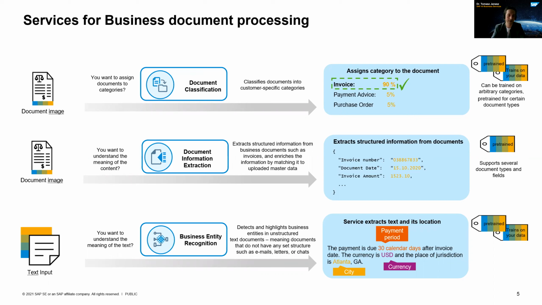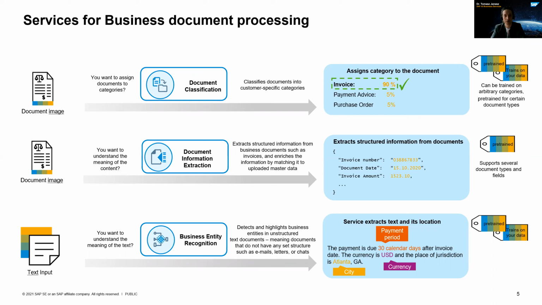This means that the algorithm is 90% confident that this document is an invoice, and it has much lower confidence that the document is a payment advice or purchase order. With this, you can make a decision and then proceed with the document in the next process step. The service can be retrained on customer data. However, SAP provides and maintains one pre-trained model that can be used out of the box.